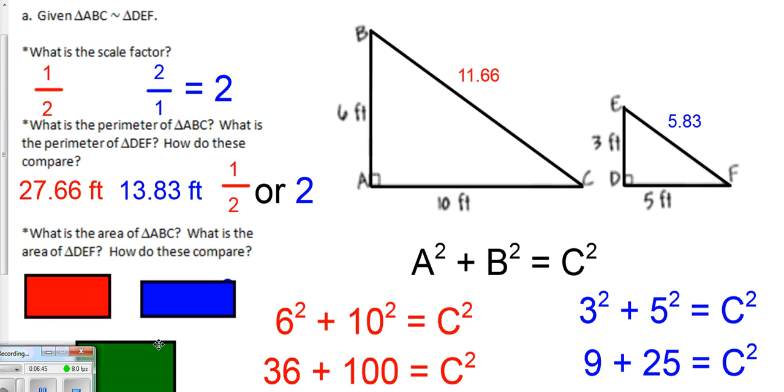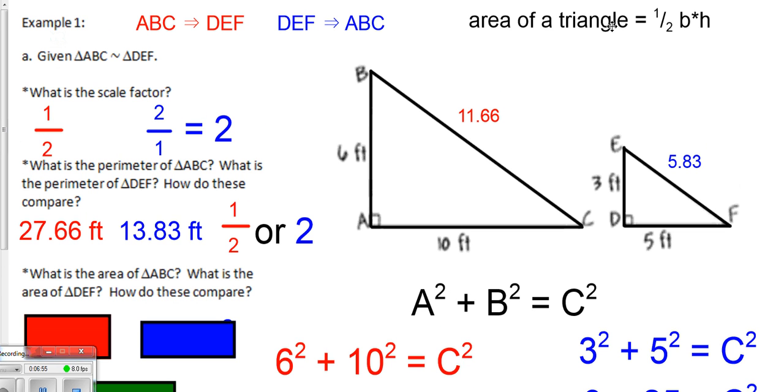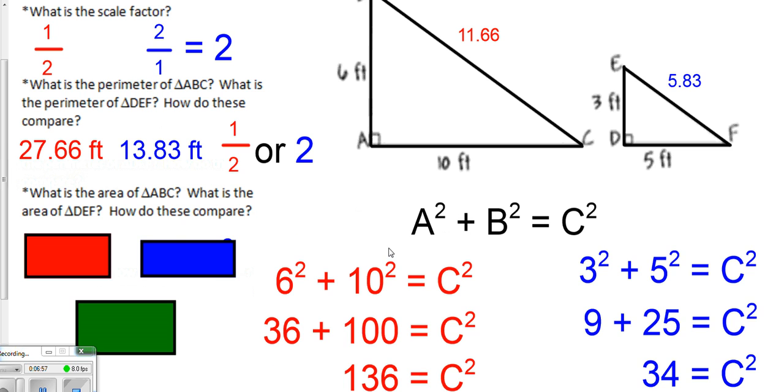Now we need to find the area of these pieces. What is the area of ABC? What is the area of DEF? And how do these compare? Well, again, area of a triangle is 1/2 base times height.